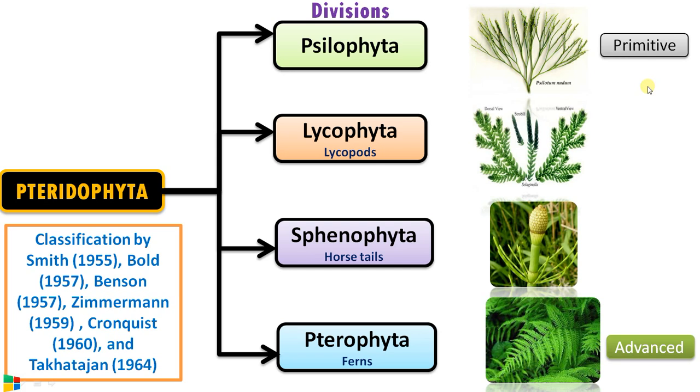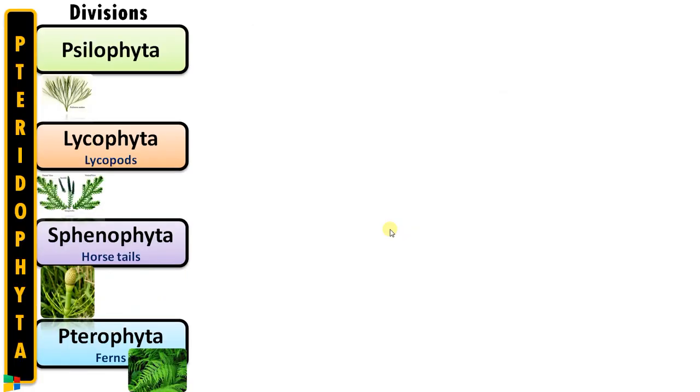Psilophyta is the most primitive group. Lycophyta is also called lycopods, Sphenophyta is also called horsetails, and Pterophyta, called ferns, are the most widely distributed and most advanced. Now let us move into the characteristics of each division. First division is Psilophyta. Let's take an example.